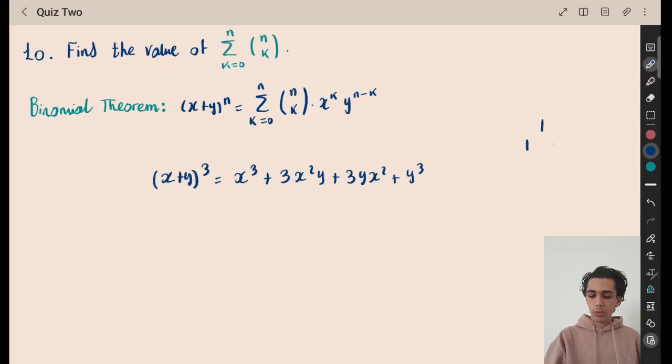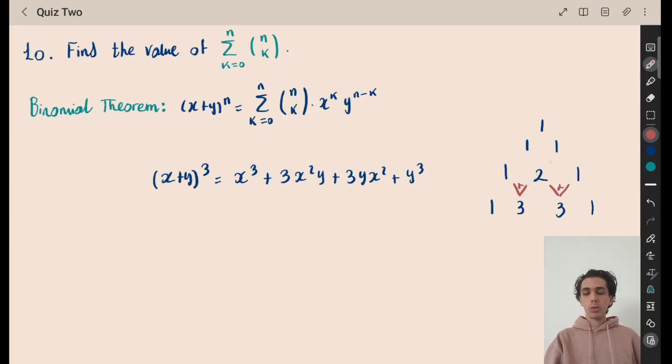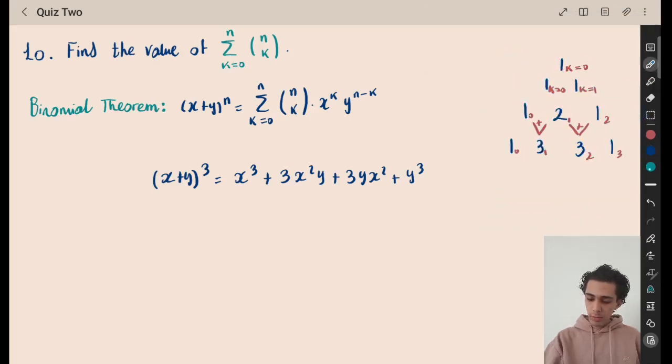And the way you get those coefficients is like this. What I'm doing here is adding the upper two values, always adding the upper two values to make a triangle. And I start here from k equal to 0, k equal to 0, k equal to 1, 0, 1, 2, 0, 1, 2, 3. And for the rows, this is the row for n equal to 0, n equal to 1, n equal to 2, and n equal to 3.